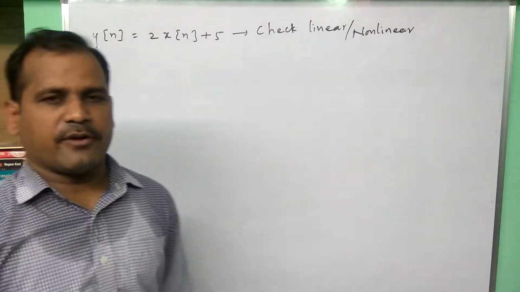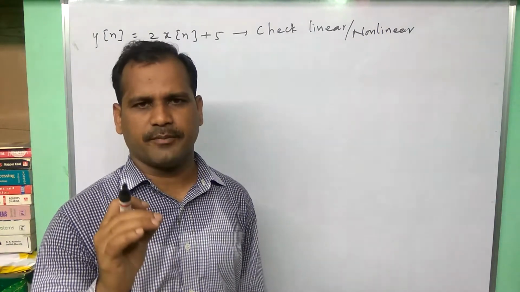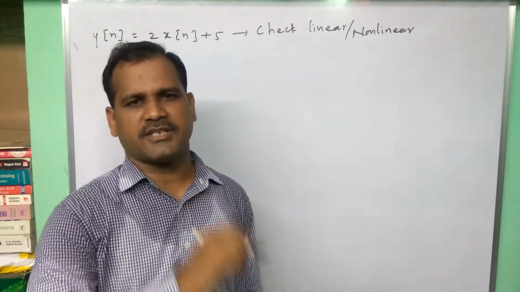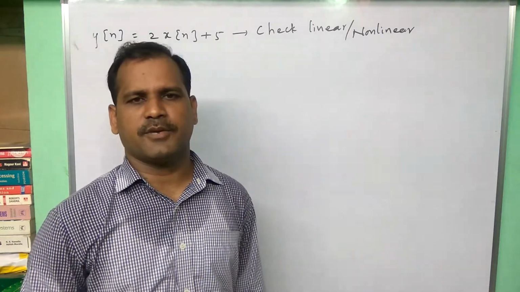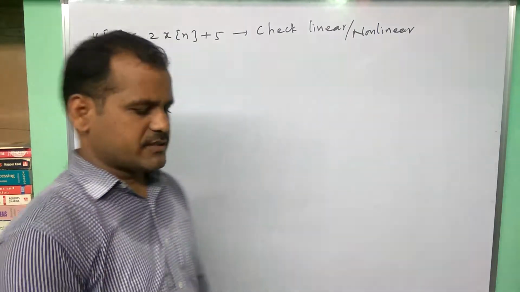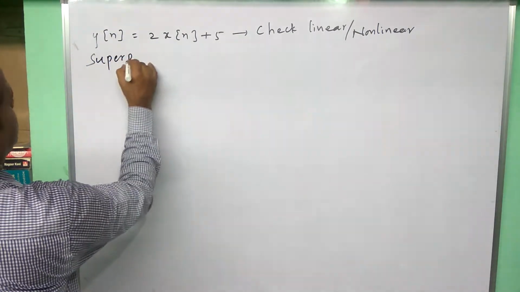The same procedure we have to follow here. We have to check the superposition principle and the homogeneity principle. If both the conditions are satisfied, then it is a linear system. If even one of the conditions fails, then the system is a non-linear system. Check the procedures: superposition and homogeneity.